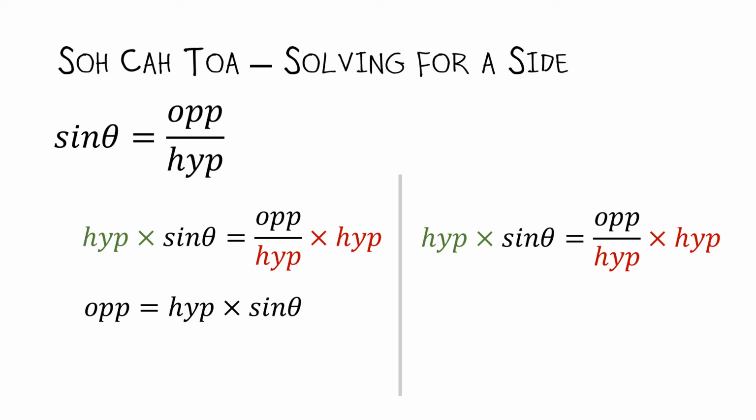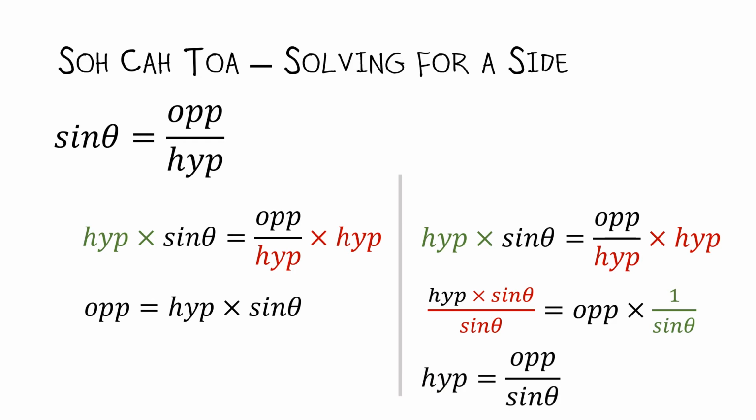So we have the exact same step we did before. It doesn't seem like we're getting any closer, but now we can try to get the hypotenuse by itself by dividing both sides by the sine of theta. And when we do that, we can see sine of theta ends up in the denominator on the other side. So we now have an expression to solve for the hypotenuse should we know the opposite side and the sine of theta.